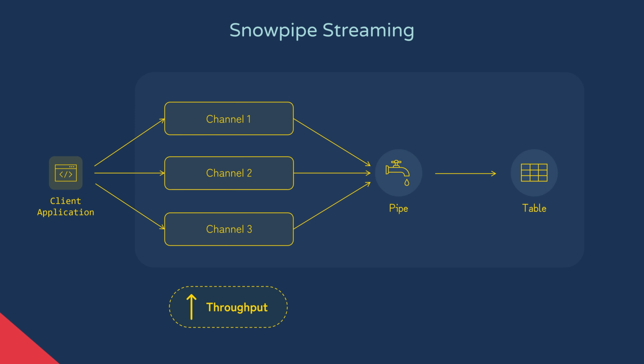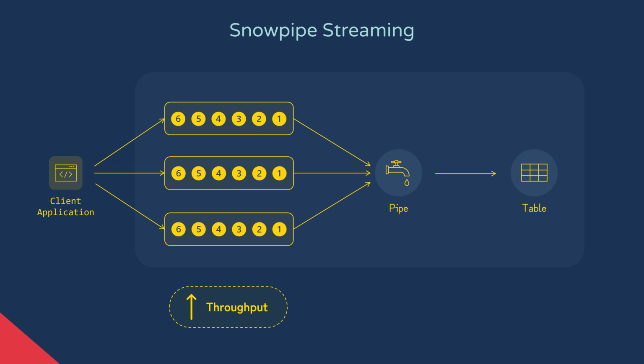So to further increase the throughput of the client application, you can optionally have more than one channel pushing data into the same target table simultaneously. This has an important impact on the guarantee of ordering. The order of the rows is only preserved within a single channel. This means that if you use one or more channels, the target table could have out-of-order records.